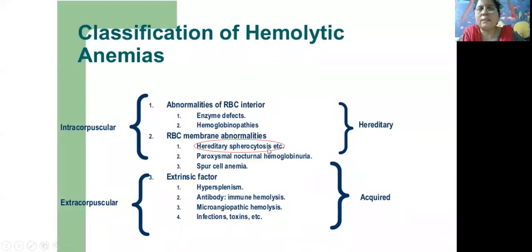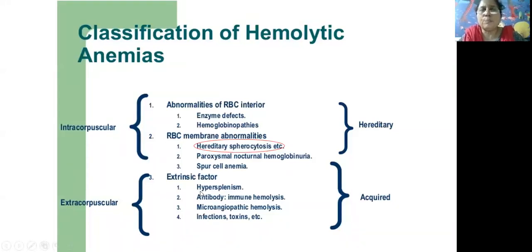So RBC membrane abnormalities are hereditary spherocytosis, paroxysmal nocturnal hemoglobinuria, and sickle cell anemia. Then inside the RBCs, enzyme defects and hemoglobinopathies. Okay, that is the RBC defect. Extracorpuscular: the RBCs are normal, but they are produced and circulate from head to foot. So that time something outside is destroying them.